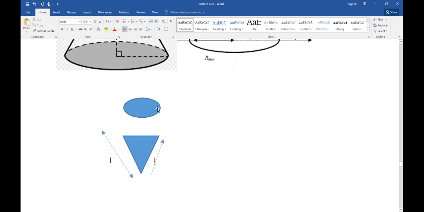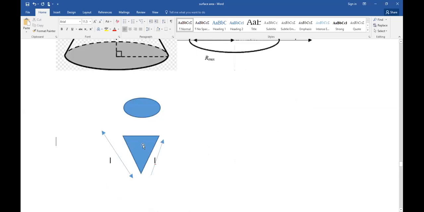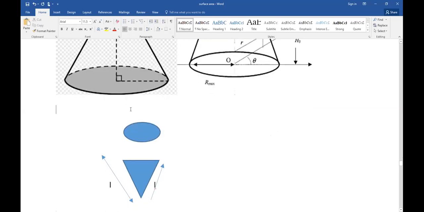So you have the circular part. This one is not a triangle because you can see it is curved. So it's not a triangle. Only here I've not drawn it in 3 dimension. This curved part here is the curved surface area. So in a cone, we have 2 things. We have the curved surface area, and then we have the circular part.